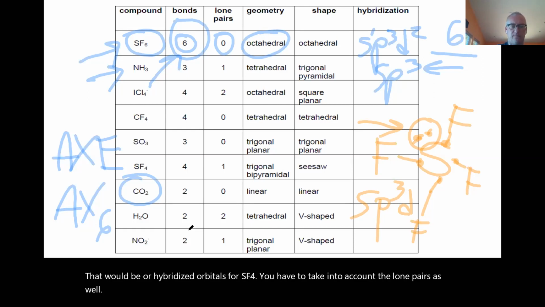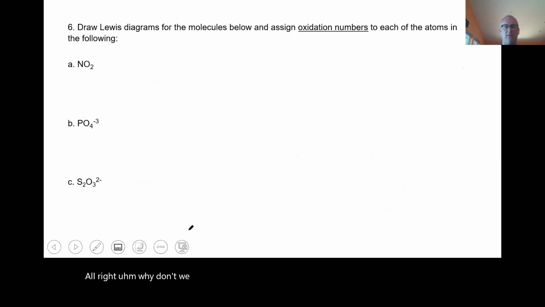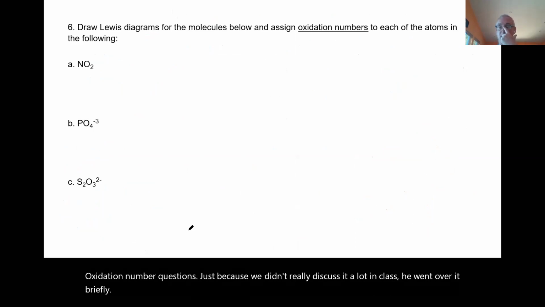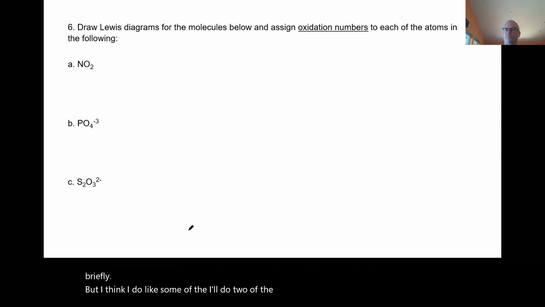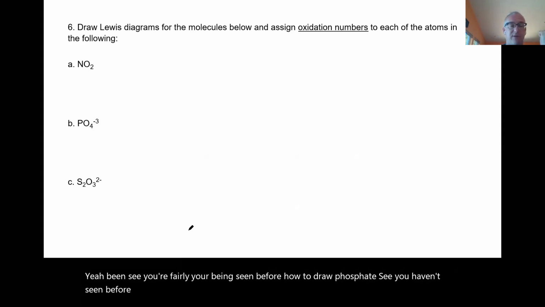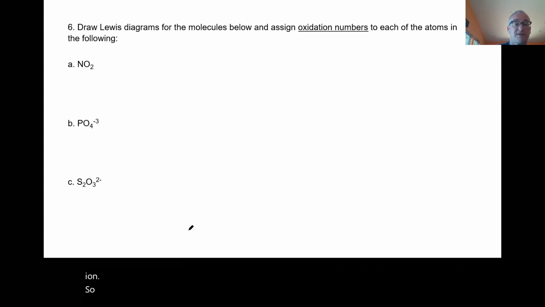All right. Why don't we do one of the oxidation number questions, just because we didn't really discuss it a lot in class. We went over it briefly. I'll do 2 of the really hard ones. B and C are fairly hard. B you've seen before, you know how to draw phosphate. C you haven't seen before, so we'll do that one together. That's called thiosulfate, the thiosulfate ion. Well, first let's just do phosphate because we know how to do that one.